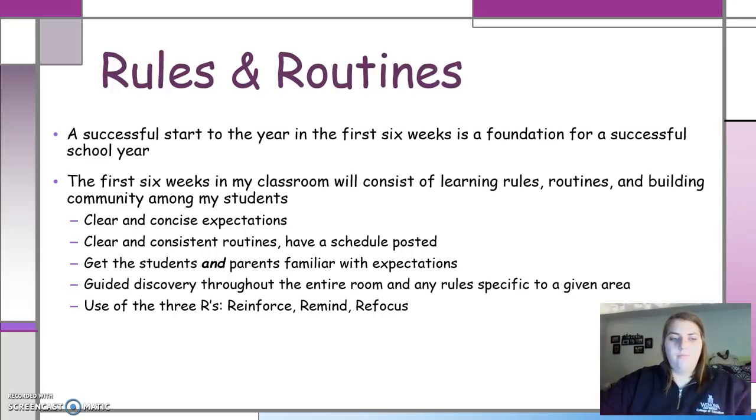And then one of the articles that we read talks about the use of the 3 R's in that first 6 weeks, so reinforcing, reminding, and refocusing. And especially I really like reinforce and remind. I think those are two really important parts of those first few weeks.